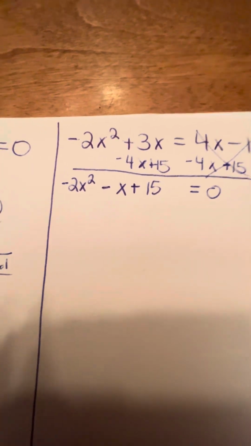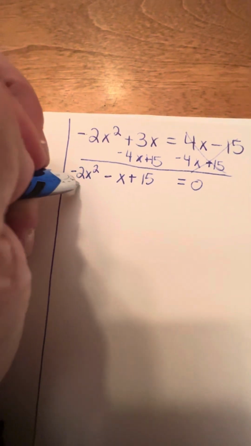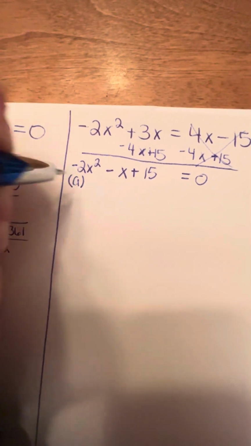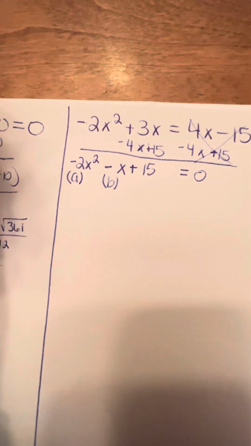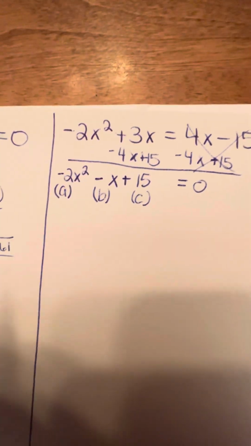We are going to go ahead and plug in our values. So our a is the first number in front of the x squared. The b would be the number in front of x, in this case negative 1. And then our c is our constant, which is the 15.